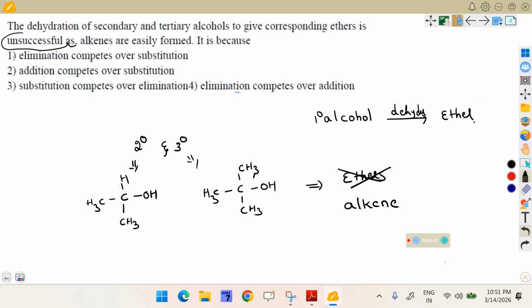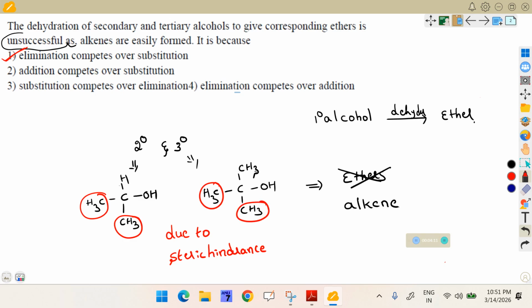Because what is the reason? The reason is elimination competes over substitution. Why? This is due to steric hindrance. The number of bulky groups increases. In case of 2 degree and 3 degree alcohols, the number of bulky groups increases. That's the reason elimination competes over substitution.